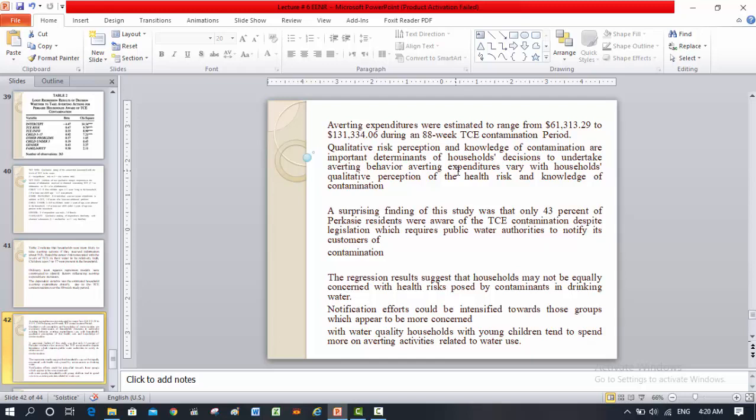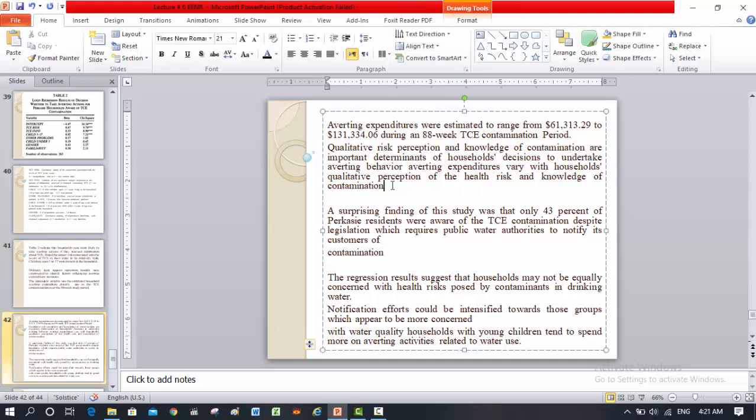Averting expenditure varies with household. The qualitative perception of health risk, the knowledge of the contamination, and some other factors were significant factors which led the household to spend on averting expenditure.